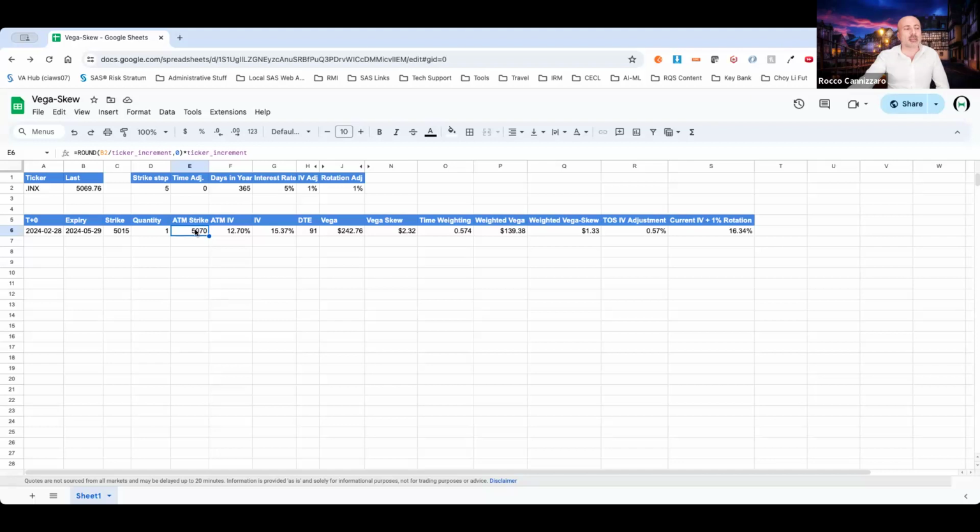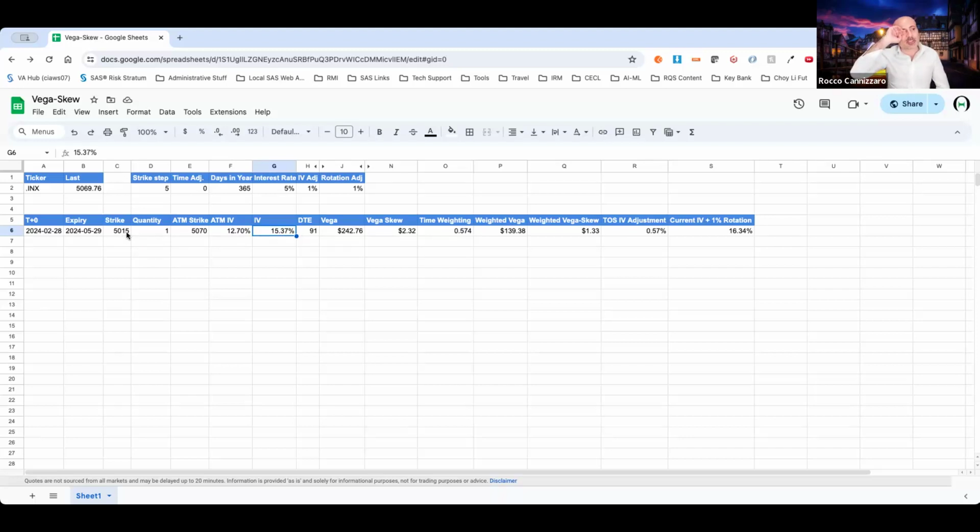It finds out the closest, the nearest strike based on the last value of the underlying, so this is automatically calculated. Here I have to manually input the volatility of the at-the-money strike, this 50-70 strike, and the volatility of the strike of my option, which in this case will be the 50-55.